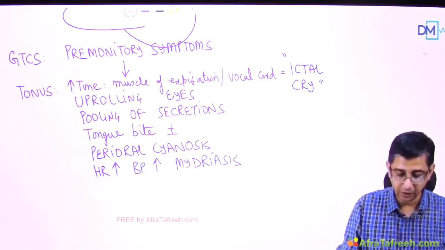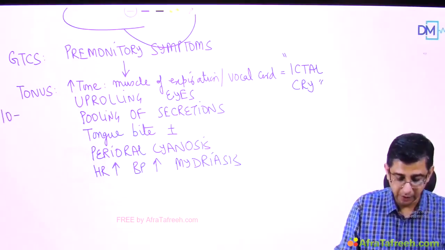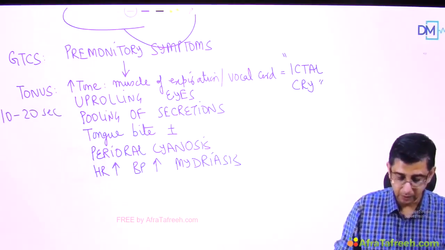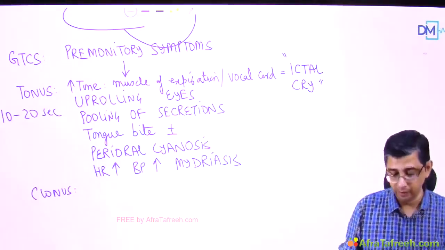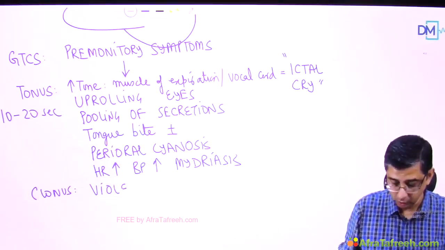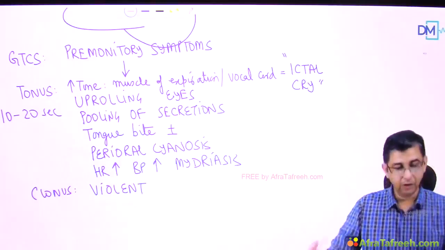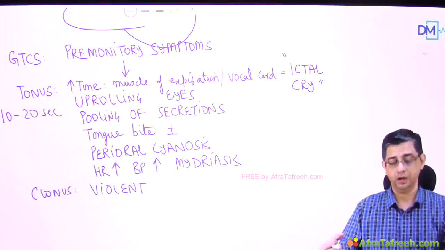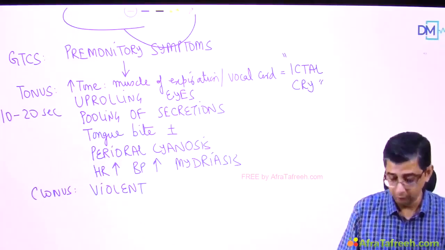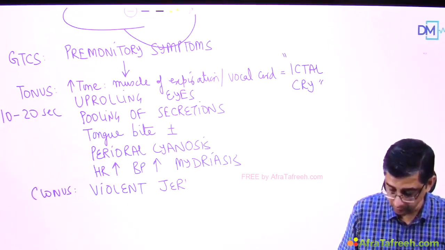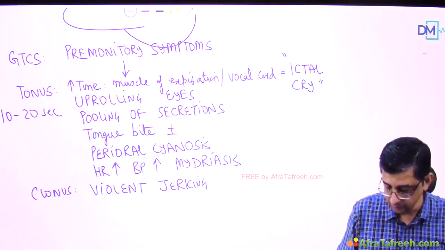The tonic phase lasts only for 10 to 20 seconds and then is replaced by clonus. When clonus occurs, the comments of his friend will be that I was trying to hold his body very tightly, but he was having this violent jerking. In GTCS, generalized tonic, both upper limb, lower limb, and truncal muscles, there would be violent jerking of all the limbs as well as of the truncal musculature.